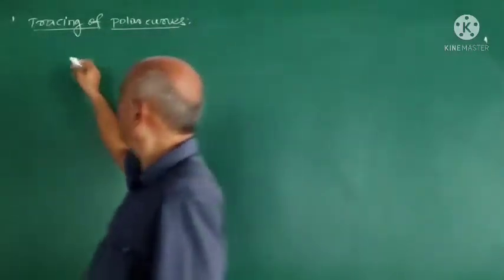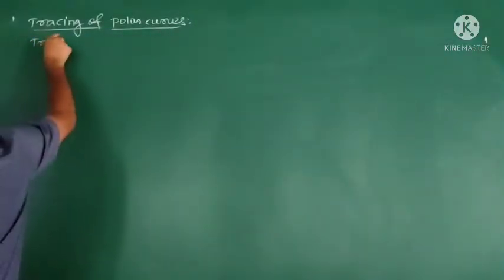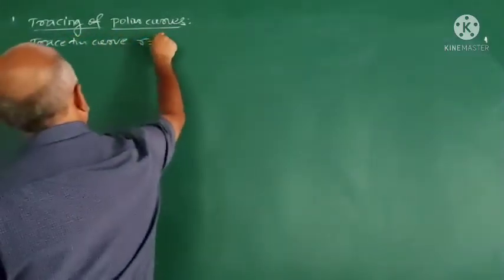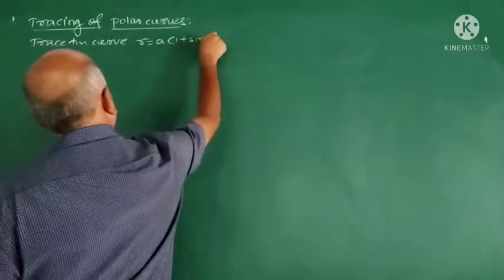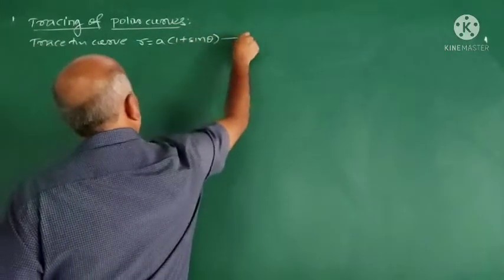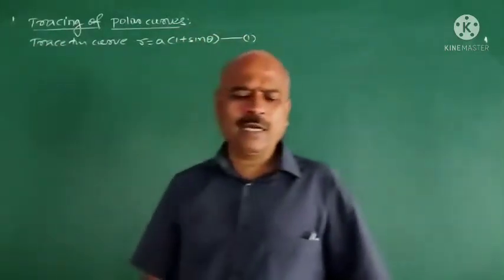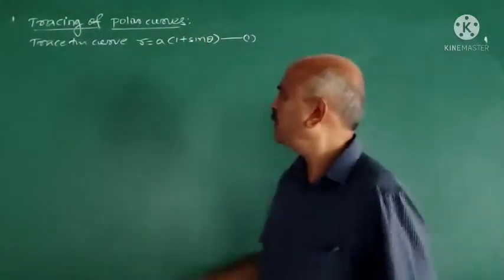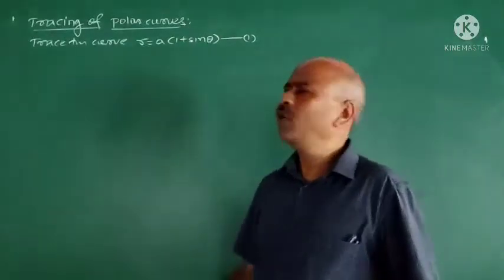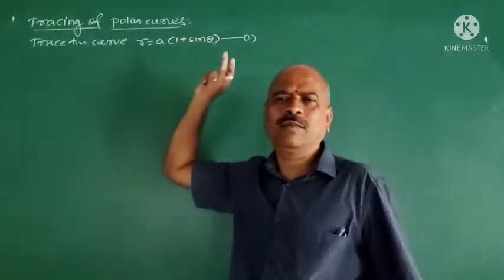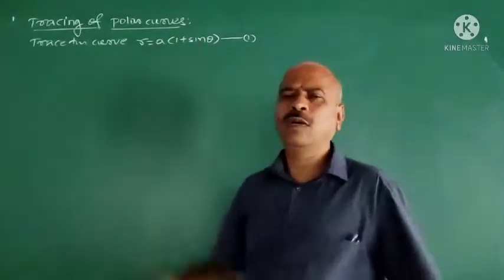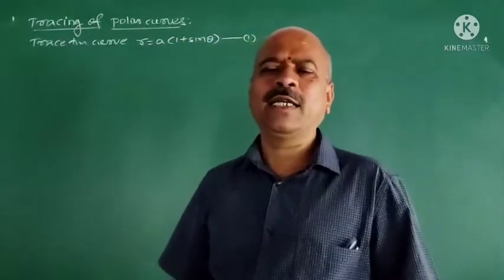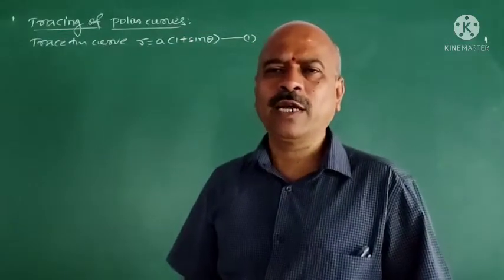First I consider this curve. Trace the curve R is equal to a into 1 plus sin theta. Understand clearly, if you know one curve correctly, then you can trace all the curves of this type. What is the type of the curve? Polar curve. Polar means the equation is given in terms of r and theta. R is radius vector, theta is vectorial angle.